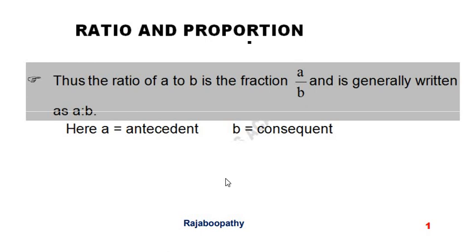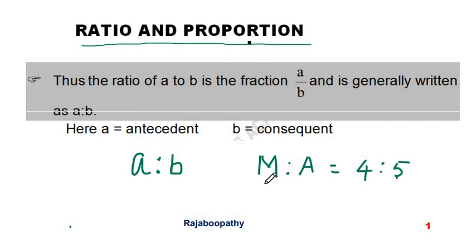Today's topic in CSAT is ratio and proportions. So what is ratio? In Tamil we call ratio "vigidam" and proportion "sari vigidam". As A is to B, the ratio of the cost of mango and apple is given as 4:5. What is the cost of an apple?